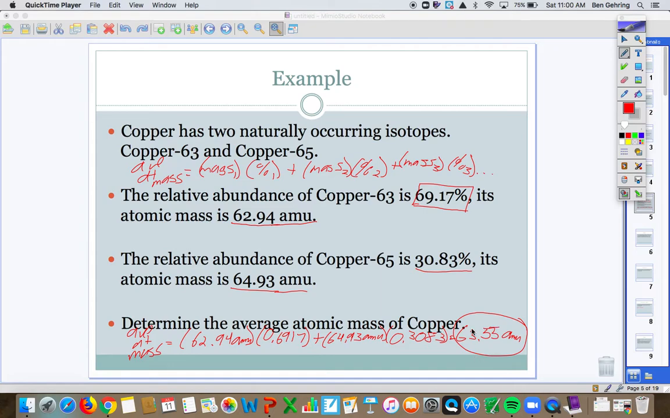It should be very, very close to what's on your periodic table. So if you check copper out, it should be very close there on average atomic mass.